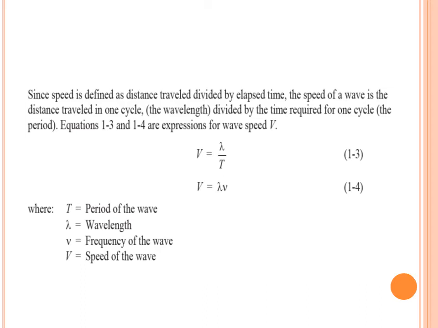So v is equal to lambda divided by T, my period, or I could say it's equal to lambda times nu. And lambda is my wavelength, nu is my frequency, and T is the period of my wave.